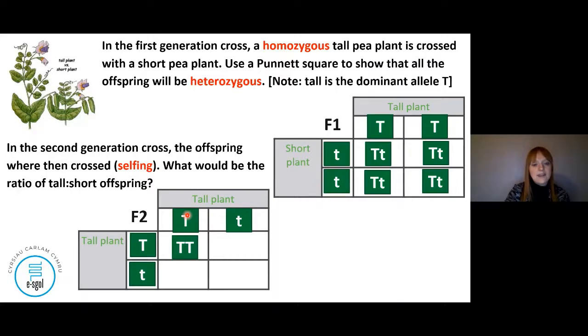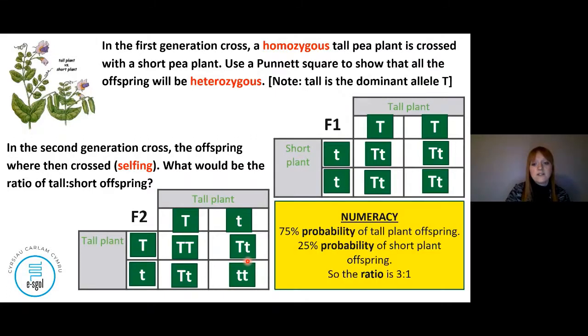So we're getting big T, big T, big T, small t, big T, small t, small t, small t. In the second generation cross, we're getting a 3-to-1 ratio. Here's that 3-to-1 ratio again: 75% will be tall, 25% will be short. And this is how heterozygous tall plants can give rise to short offspring. This is just an example where we can see the 3-to-1 ratio.